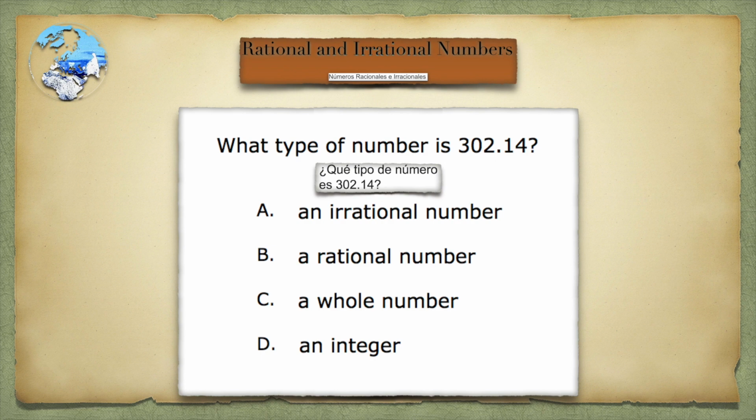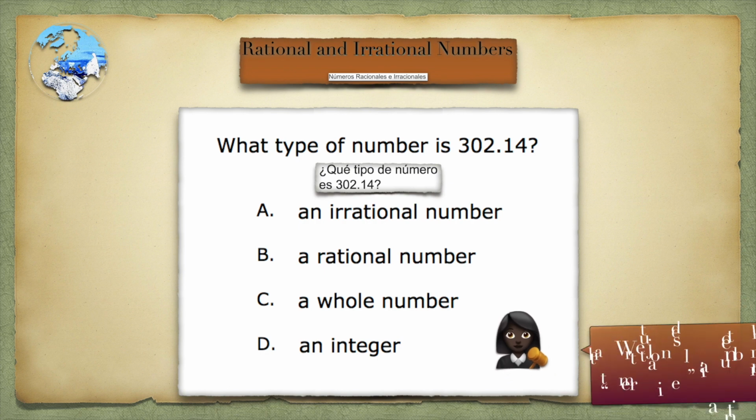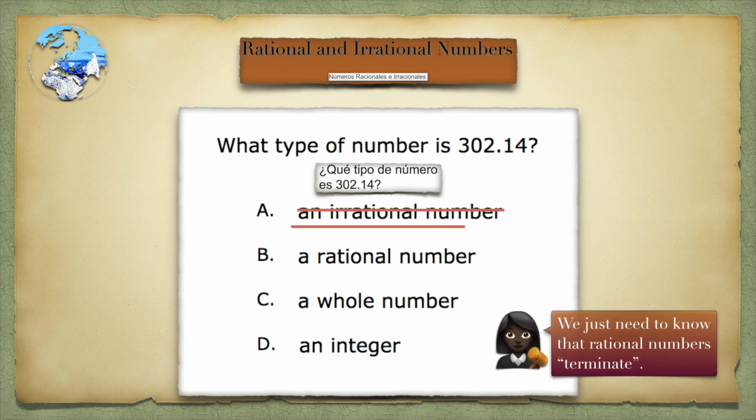Okay. Understanding that when a number terminates, it's rational. Looking at 302 and 14/100ths, we can tell that it terminates, and of course is a rational number.